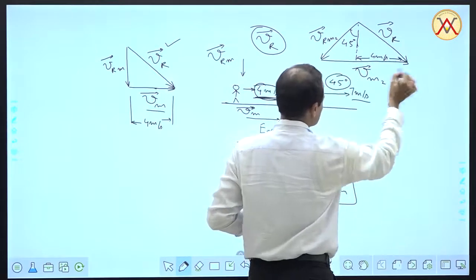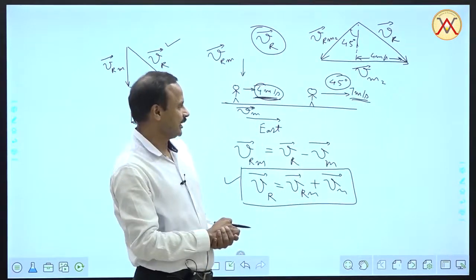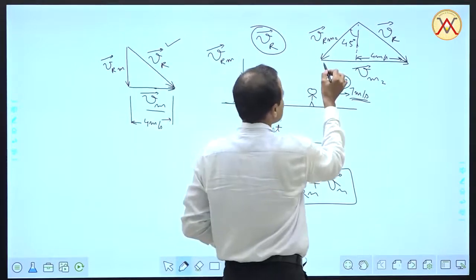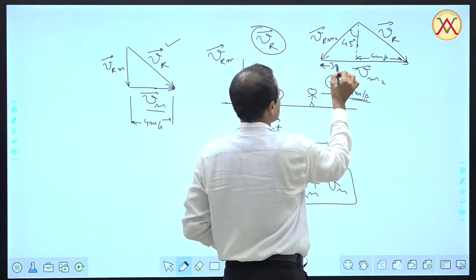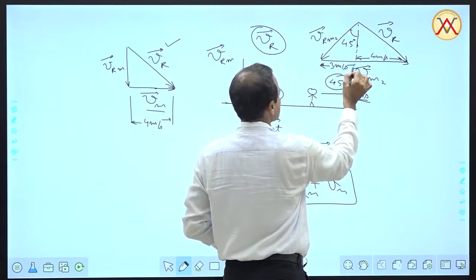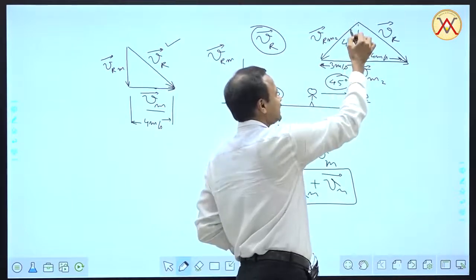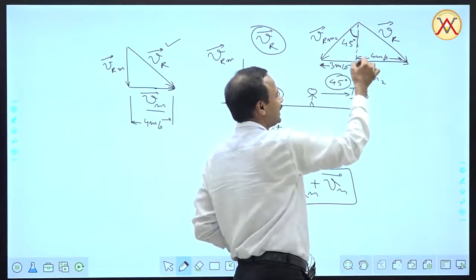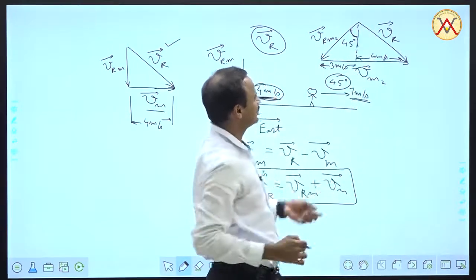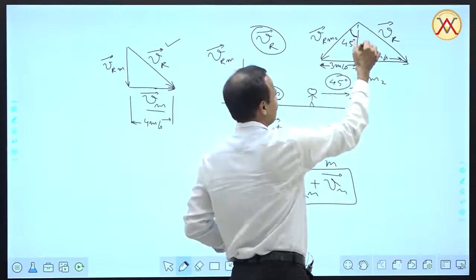Now this total VM2 according to the question is how much? 7 meters per second. So how much is the remaining length of this vector equivalent to? The remaining length of this vector is equivalent to 3 meters per second. And in this triangle, you can see this angle is 45. It means the vertical component is also 3. You can apply tan 45 here.